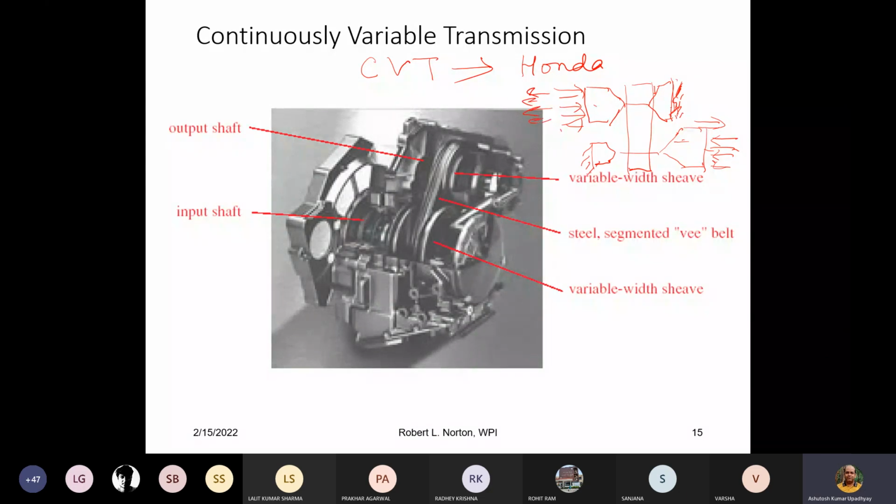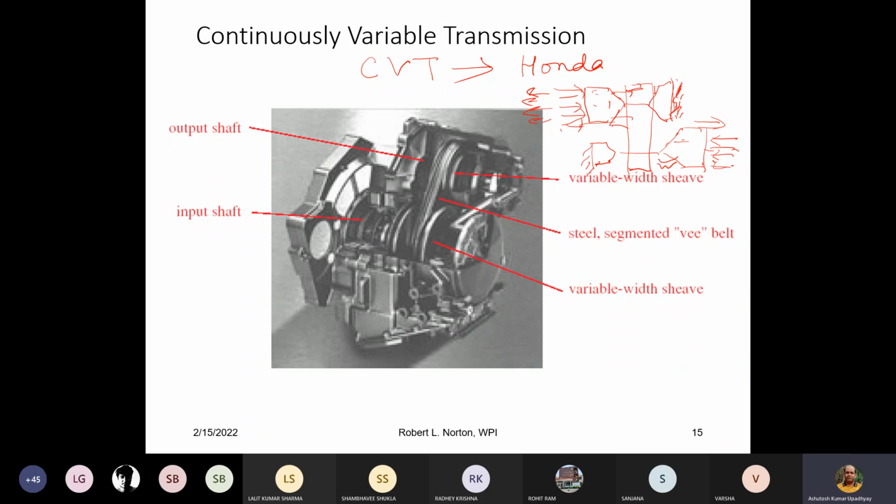You know that in a belt transmission, you can control the speed ratio by changing the diameter. So one is the input shaft, another is the output shaft. If you are changing the diameter of the input shaft, the speed will increase. If you are increasing the diameter of the input shaft, the speed will increase. If you are decreasing the diameter of the input shaft and increasing the diameter of the output shaft, the speed will decrease.